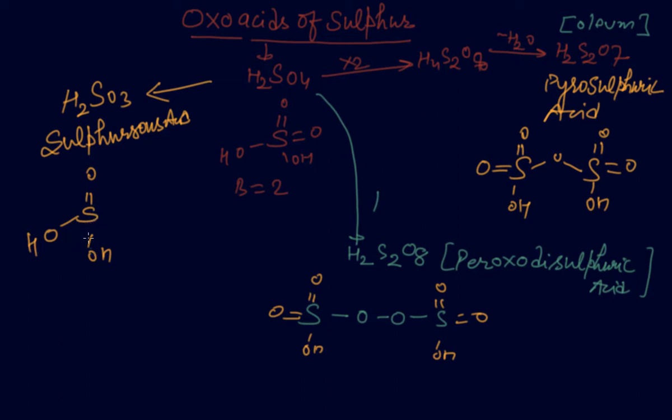Yes, 2 hydrogen, 3 oxygen, and 1 sulfur. And 2, 4, 2 and 2, 4. There is one lone pair also. So these are the oxoacids of sulfur. And next is what we are doing. This peroxodisulfuric acid is also known as Marshall acid. Marshall acid. The next topic is sulfuric acid.